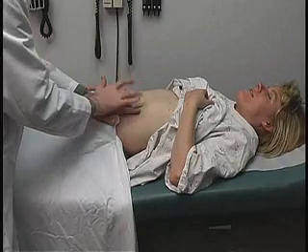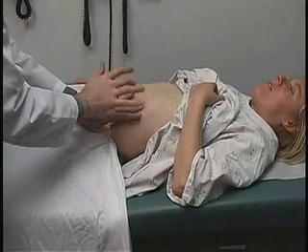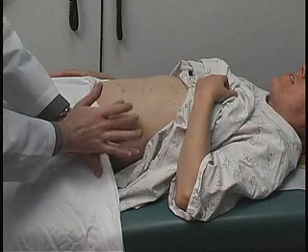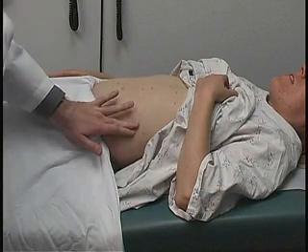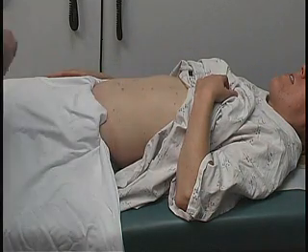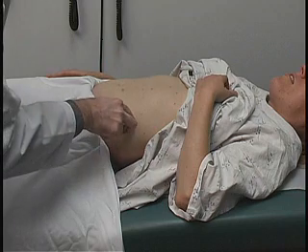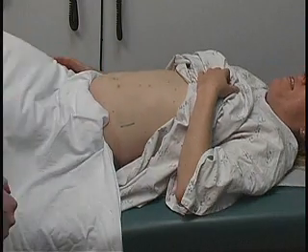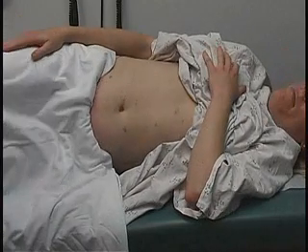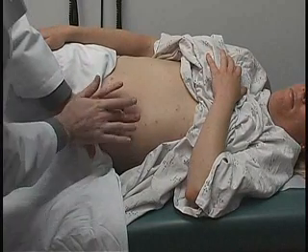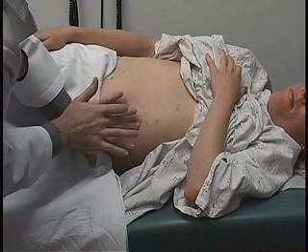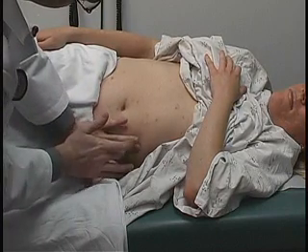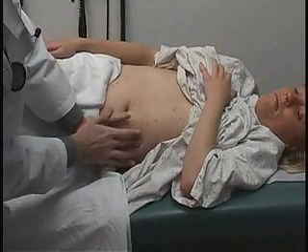Assessing shifting dullness is a test for ascites. With the patient on his or her back, percuss from the midline laterally to the first point of dullness. Mark this point. Now, ask the patient to roll on one side. Again, percuss from the midline laterally to the first point of dullness. If, as in this patient, the 2 points differ, ascites may be present.